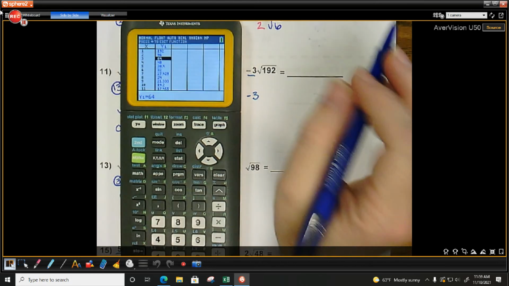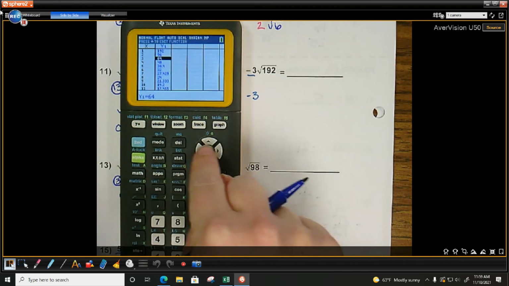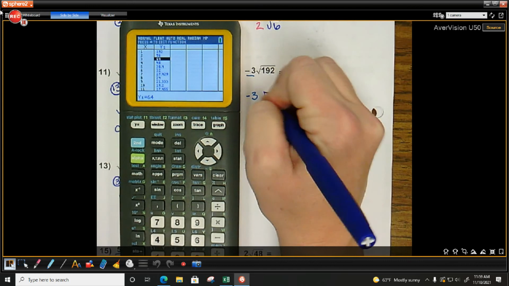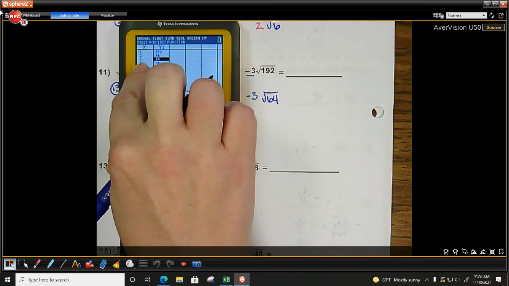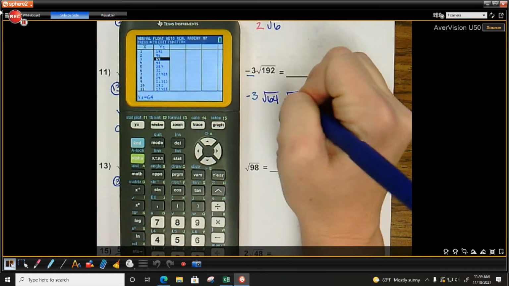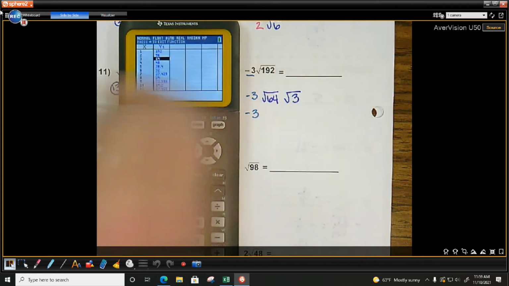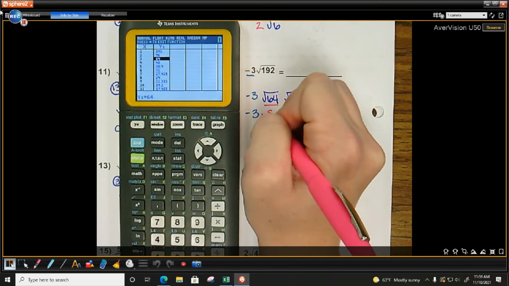So I'm going to break 192 up into 3 and 64. 64 is on my list, so it's going to go first. So square root of 64. And what's paired with 64 on my calculator? 3. Square root of 3. Again, drop down your negative 3. What's the square root of 64? 8. Square root of 3.